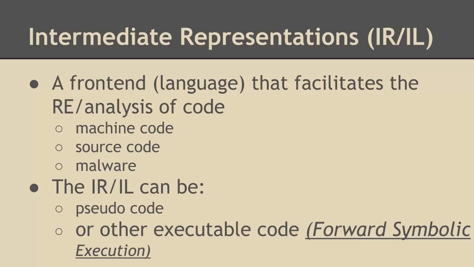However, most people can't sit down and read assembly language all day, and so an intermediate representation would be a higher-order language, perhaps pseudocode, that shows you roughly at a higher level what is going on. And that is precisely what an intermediate representation is. So this can be used for looking at machine code, for reasoning about source code, and also for reasoning about malware.